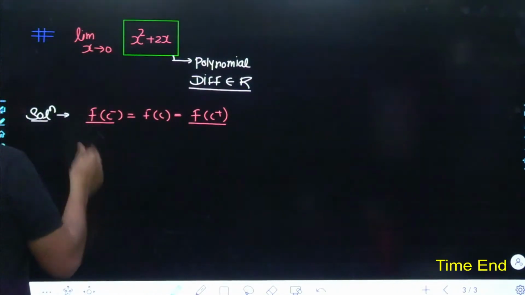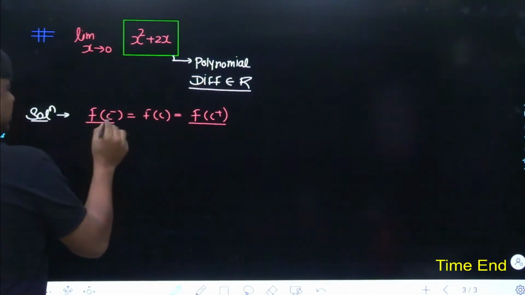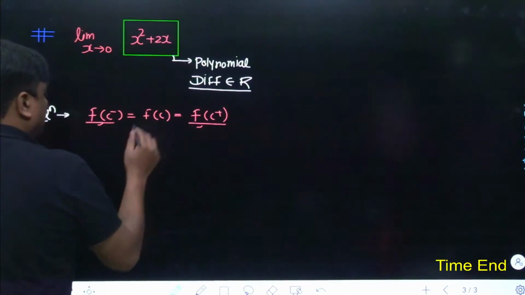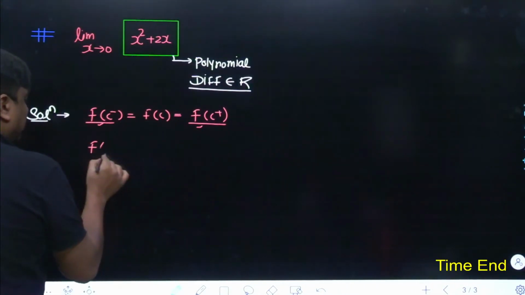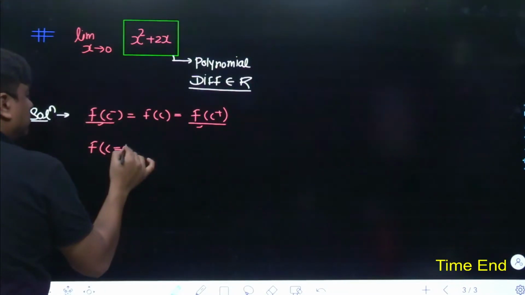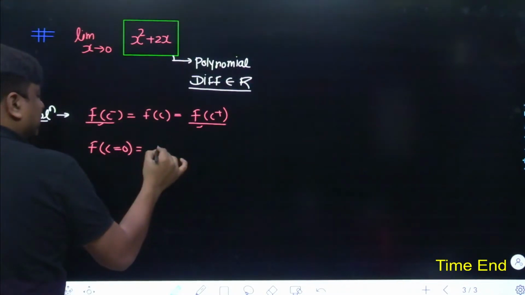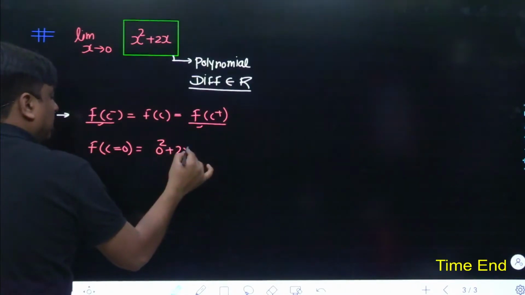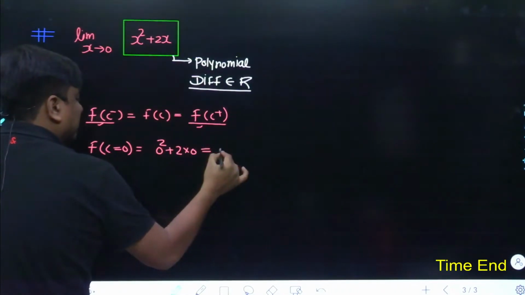So my approach states, rather than calculating this or this, you should calculate this, and that is nothing but the value of the function at the test point, and the test point is 0. So straight away this would be 0 square into a plus 2 into 0, and the value would be 0.